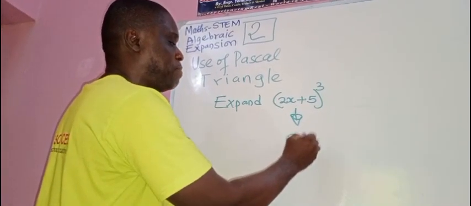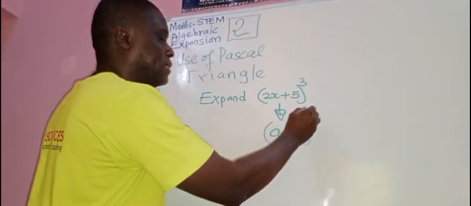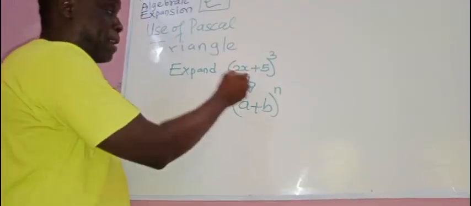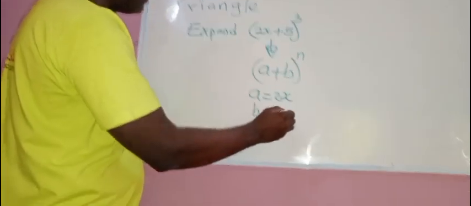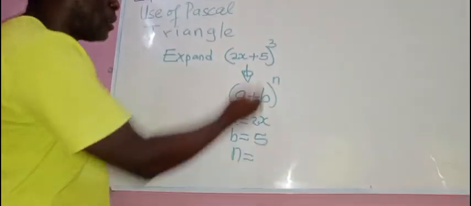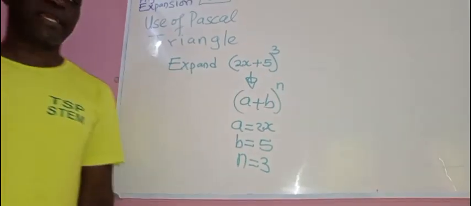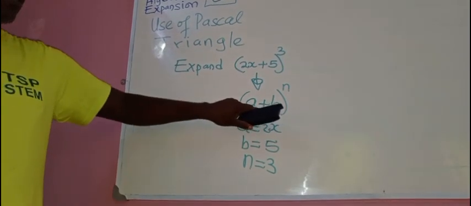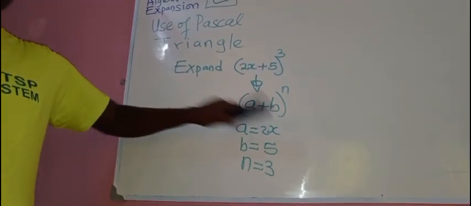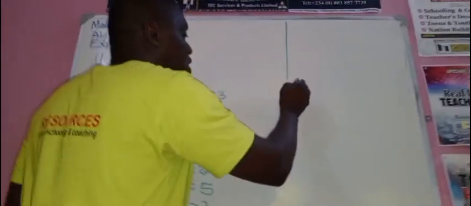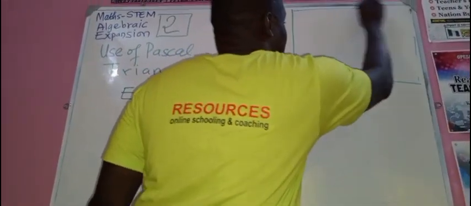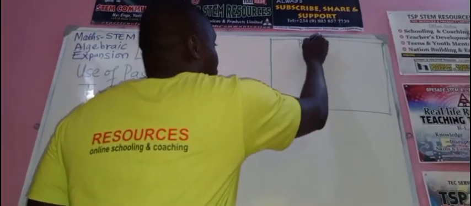If you write this as (a + b) raised to power n, you see that if you compare this with this, a is 2x. Do you agree with that? b is 5. Then the exponent n is 3. So always reference this as this. Is that clear? It means the highest power is 3, so I will now come here and use my Pascal triangle. I will create my Pascal triangle here until I get to the power of 3.